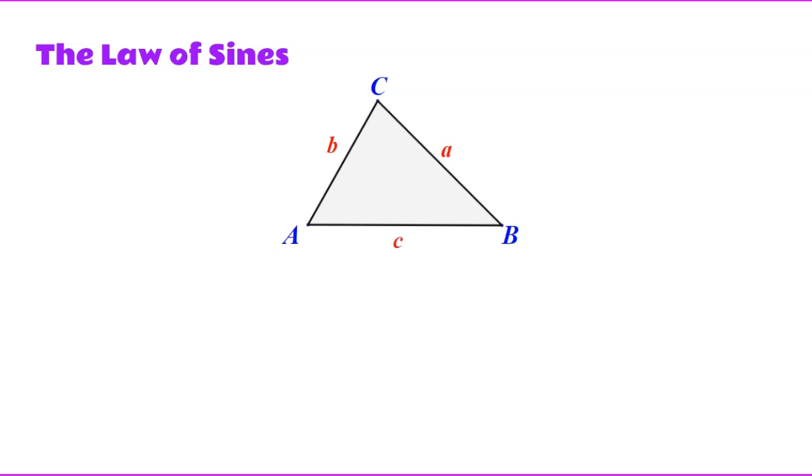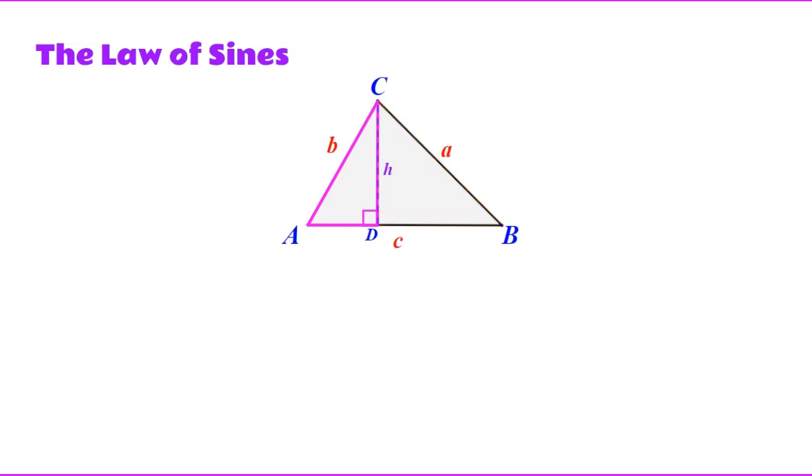To derive the law of sines, you can draw an altitude from one of the vertices. In this case, draw an altitude from vertex C. Call the length of that altitude h and its intersection with side AB, point D. Now you have two right triangles, triangle ADC and triangle BDC.